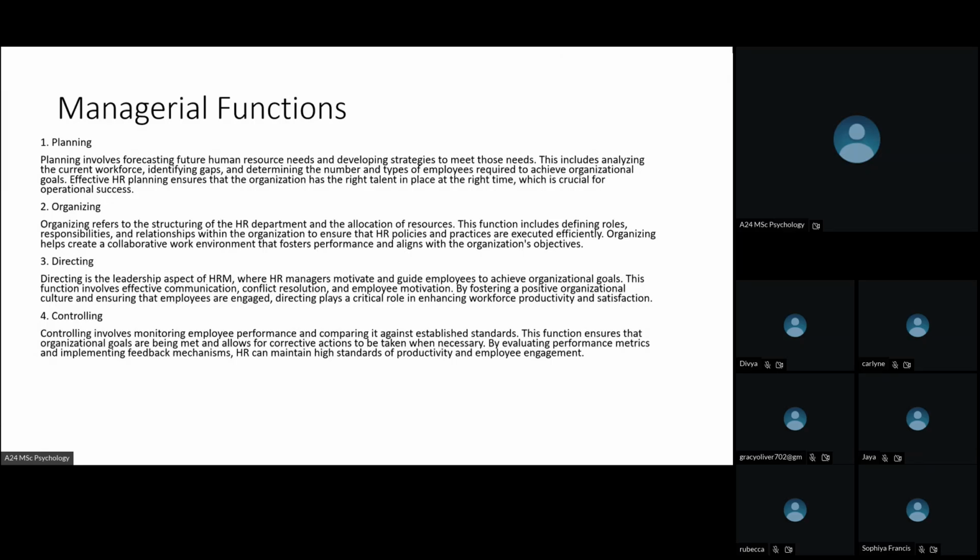And then effective HR planning ensures that the organization has the right talent in place at the right time. When we are writing managerial functions as an answer in the answer paper, when it comes to planning, the main keyword we need to remember is right talent in place at the right time. That is what all planning is about. And having that is crucial for operational success, as we all know. Now, moving to the next one, that is organizing.